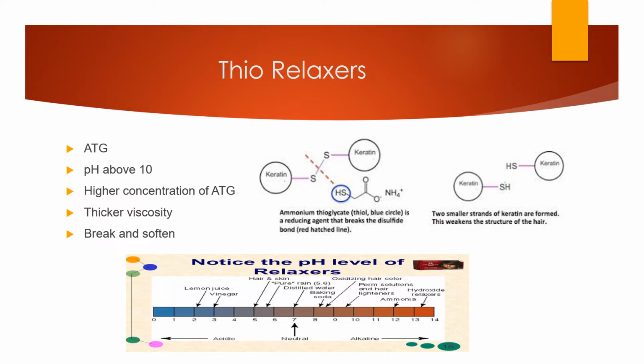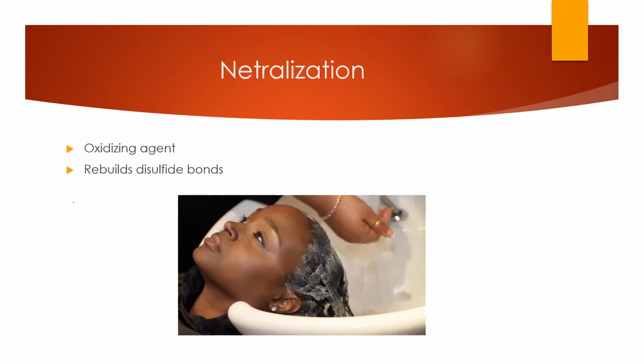Thio-relaxers break disulfide bonds and soften the hair. After enough bonds are broken, hair is straightened into a new shape and the relaxer is rinsed from the hair. The neutralizer used in thio-relaxers is an oxidizing agent, usually hydrogen peroxide, just as in permanent waves. The oxidation reaction caused by the neutralizer rebuilds the disulfide bonds that were broken by the thio-relaxer.